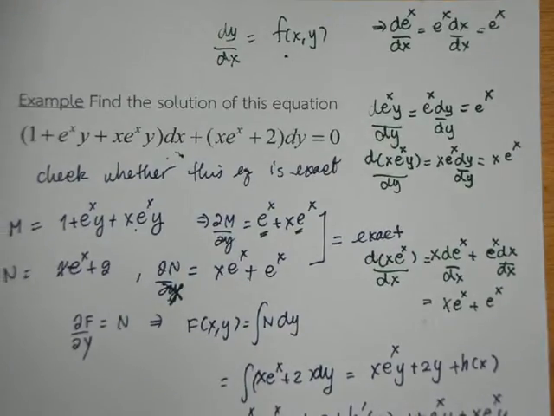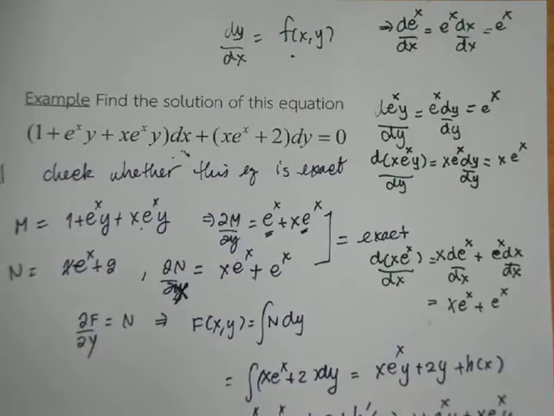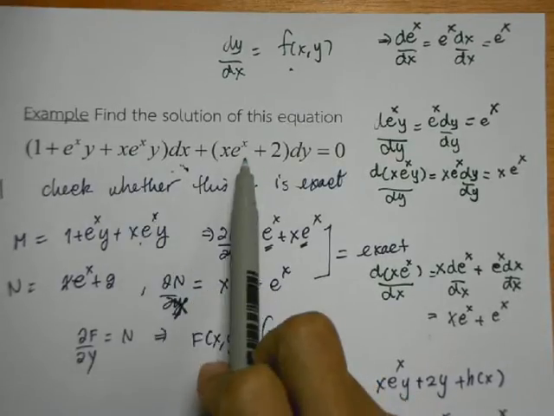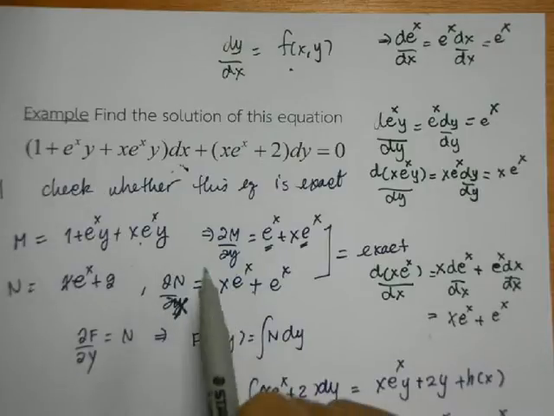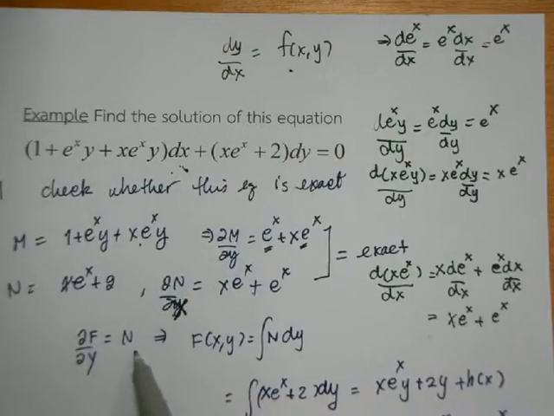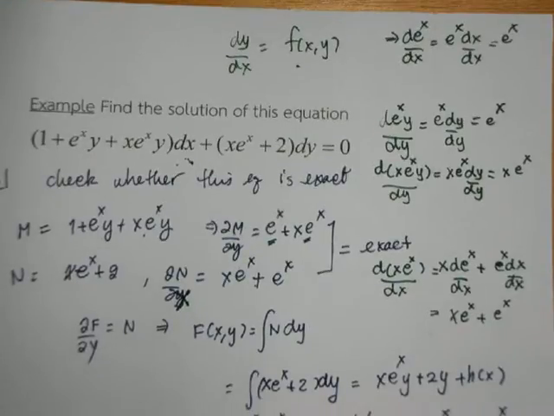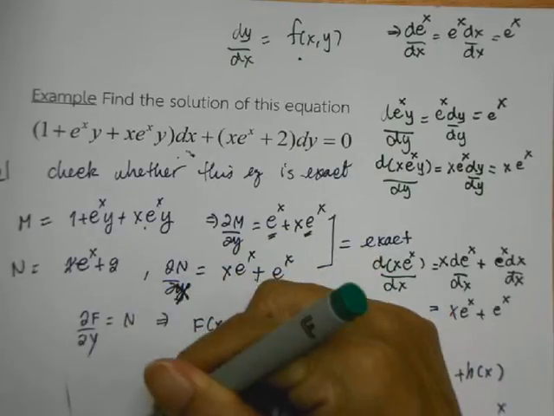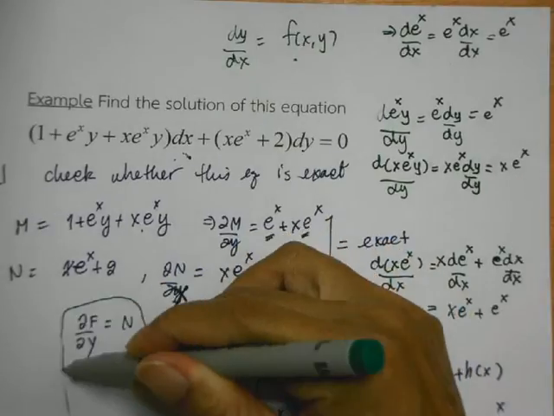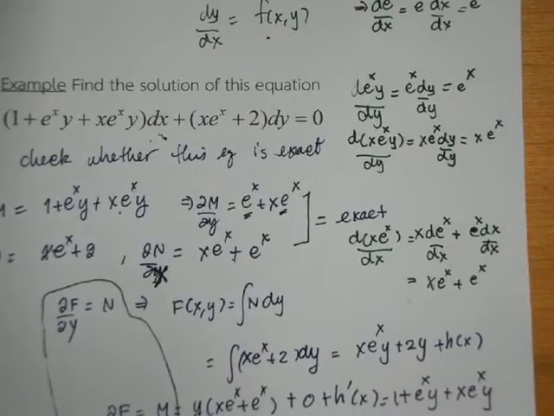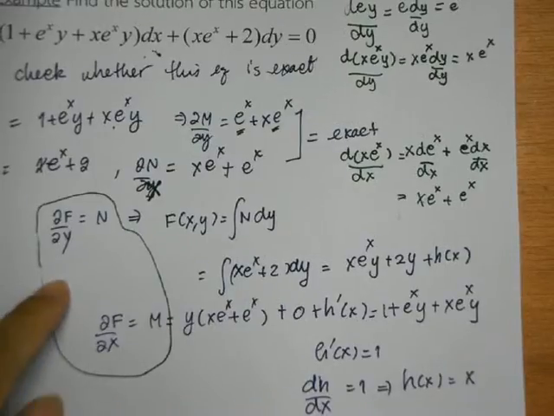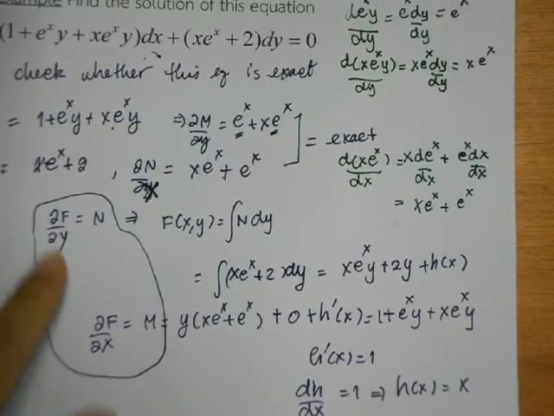Now, the way to find the answer to this, when I look at M and N, I know that df/dy equals N and df/dx equals M. This is what we know from the first time that we talked about the exact equation, right? The first time that we talked about the exact equation, I just gave you the definition of this.